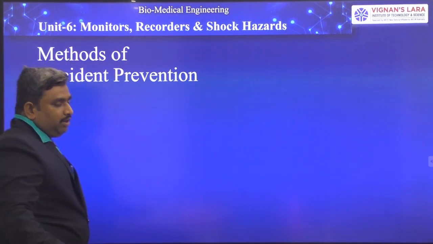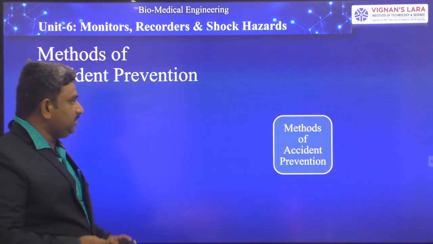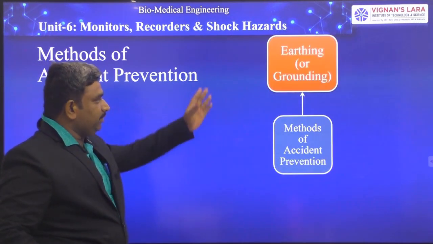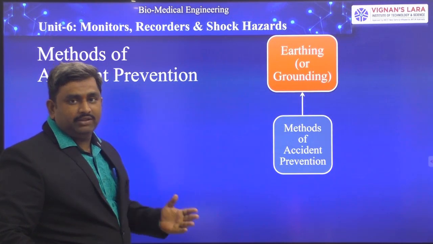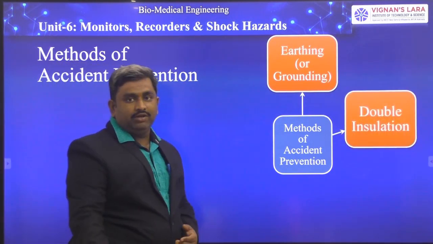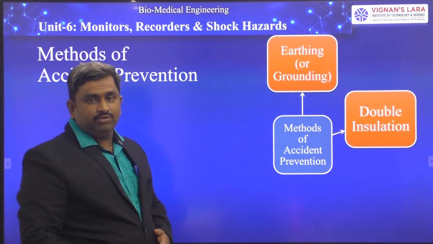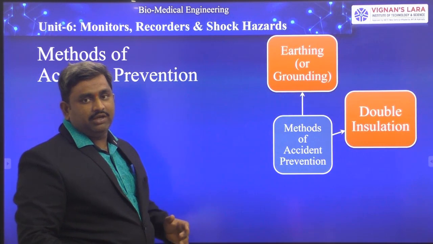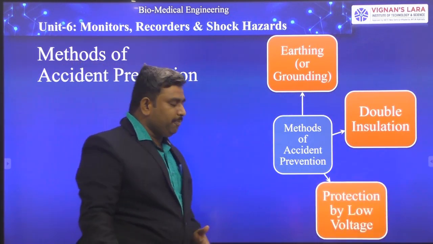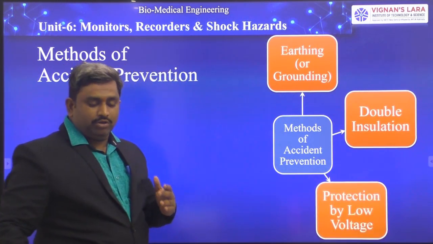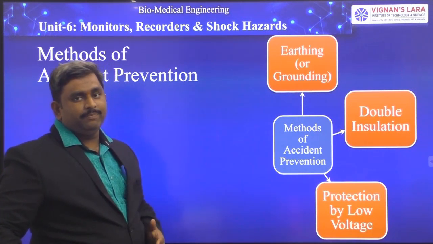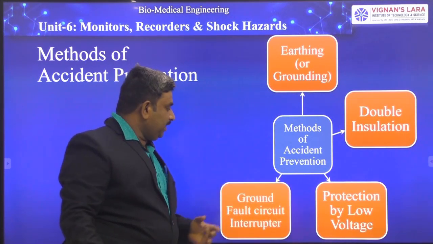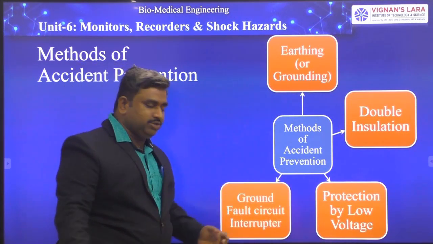Coming to the methods of accident prevention, here we have various types of methods. The first one, earthing, that is providing the proper grounding connections. Second one, double insulation. Whichever cables we are using for the medical operation purposes, we are using double insulated cables. Next, protection by low voltage. Due to the low voltage also there may be a chance of electrical accidents, so for that reason, protection by low voltages. And the fourth one, ground fault circuit interrupters.